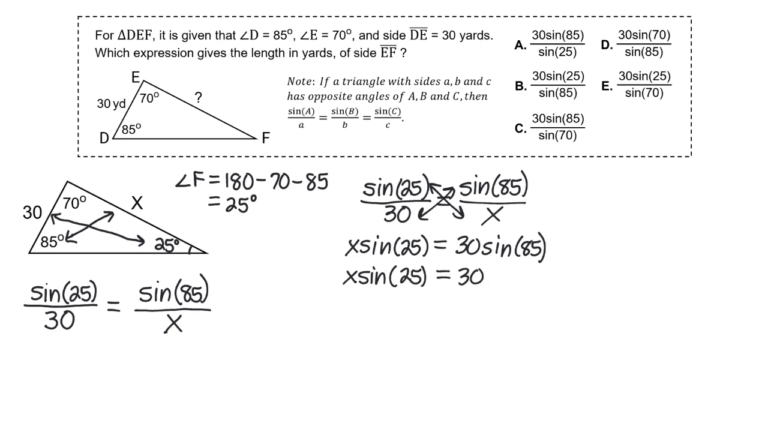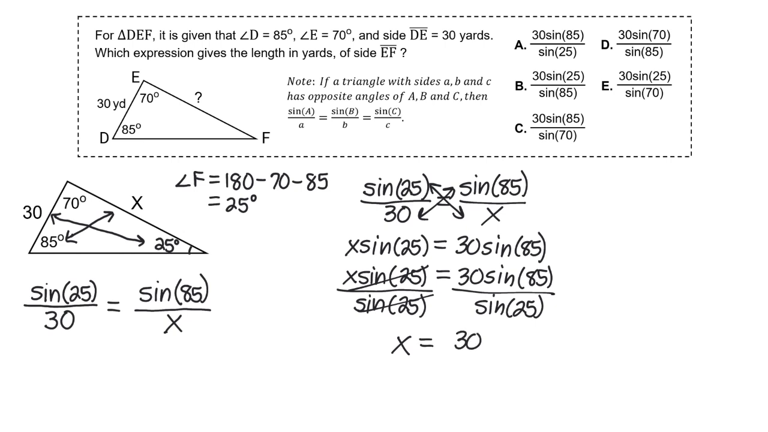So all x really is doing is being multiplied by a number. If I want to get rid of multiplication, I just do the opposite. I divide on both sides. So I'm going to divide by sine of 25 on both sides. Those will cancel. And so now x is going to equal 30 times the sine of 85 degrees divided by the sine of 25 degrees. Because they didn't ask for a decimal, we'll just leave it just like that. And the answer is A.